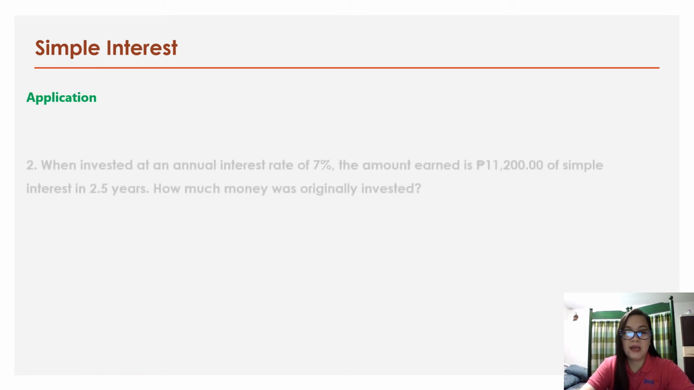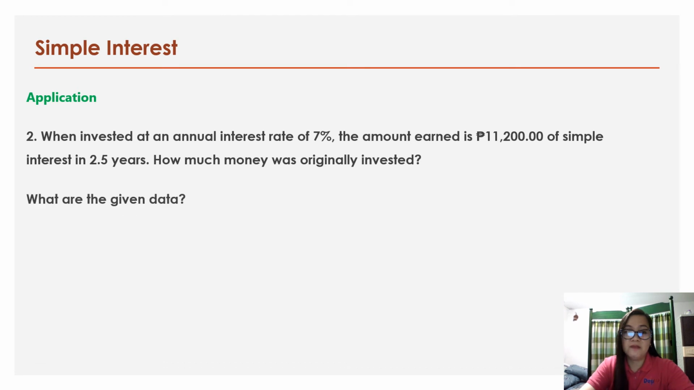Now we'll go to the next. When invested at an annual interest rate of 7%, the amount earned is 11,200 of simple interest in 2 years. How much money was invested? What are the given data? Yes, we have here the data. R is equal to 7%, and we will convert that to decimal. That will become 0.07. I sub S is 11,200 and time is 2.5 years.